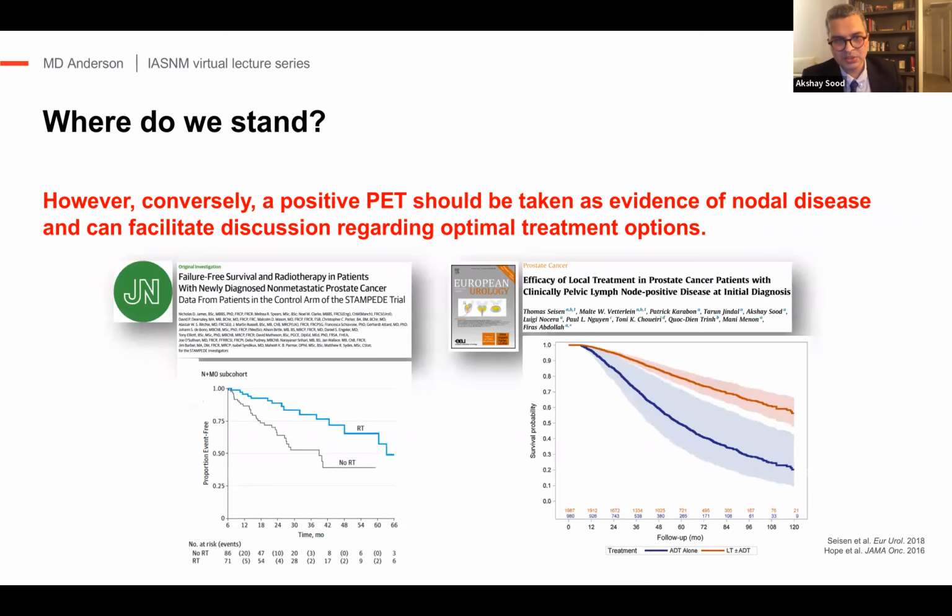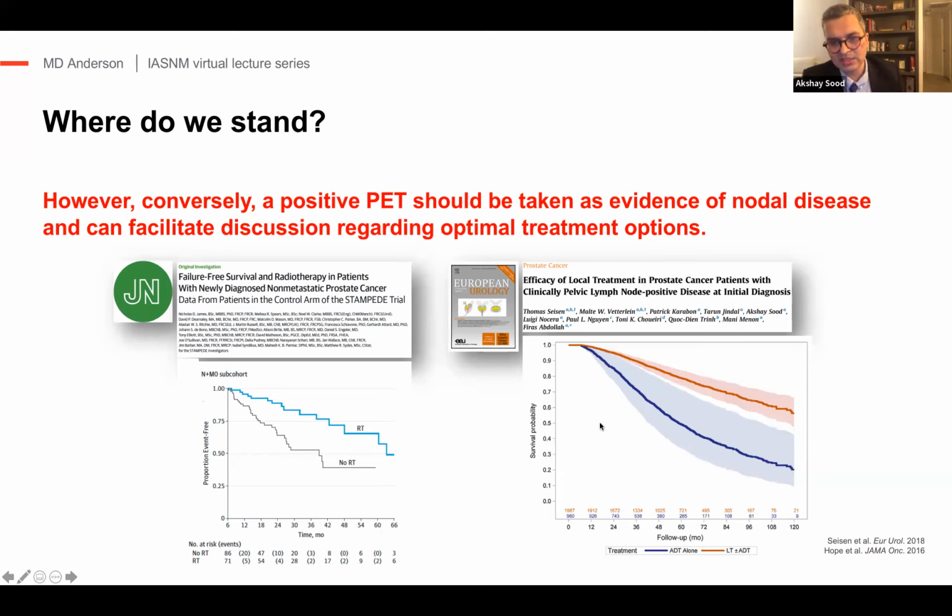There are two papers that I'm sure you are aware of. One is a paper by James et al. from the Stampede trial. And this is all based on conventional imaging, which essentially suggested that if you have node positive disease on conventional imaging, and both arms receive systemic treatment, but one arm received local radiotherapy versus not, you can clearly see that the patients who received local therapy did much better compared to patients who did not. So clearly there is a role for radiotherapy, but again, this is for conventional imaging.